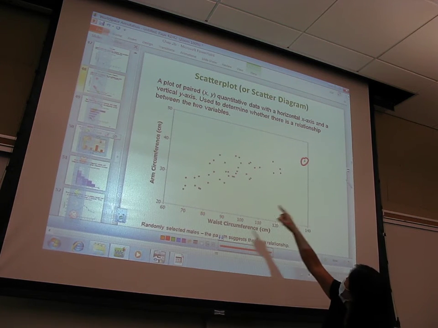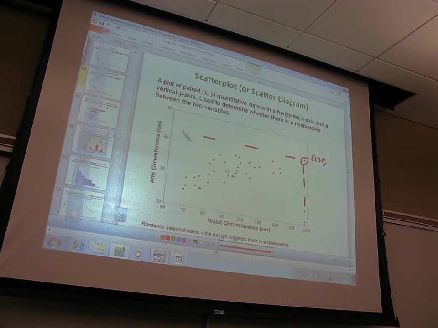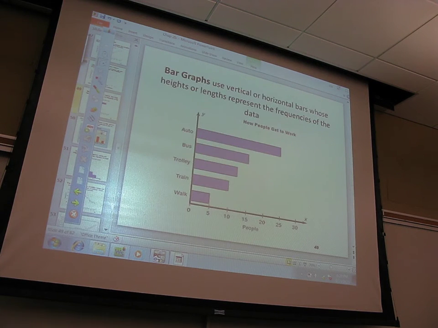And his arm circumference is about maybe 43. See where I'm getting this from? He's at about here, 138, and he's roughly maybe 42, 43. Say 43. So each dot represents a person and the two pieces of information that you know about them. This person has a waist circumference of like 78, and an arm circumference of like 27. Good? Okay. Scatter plot.